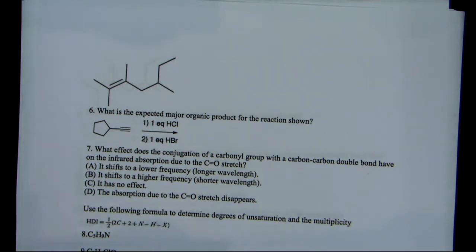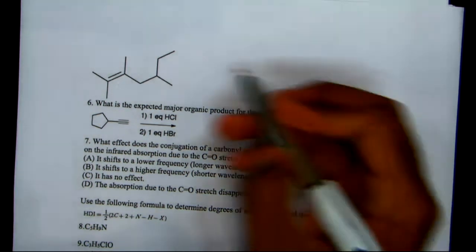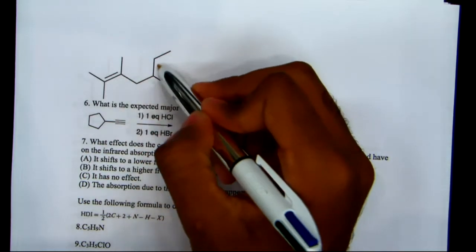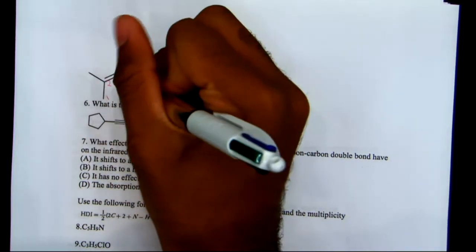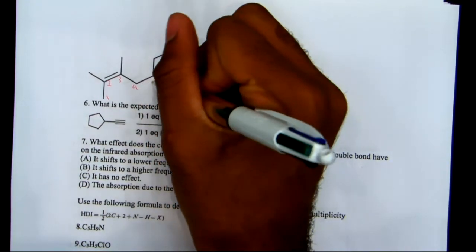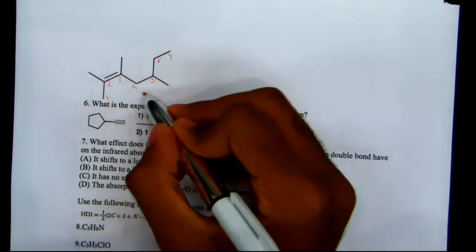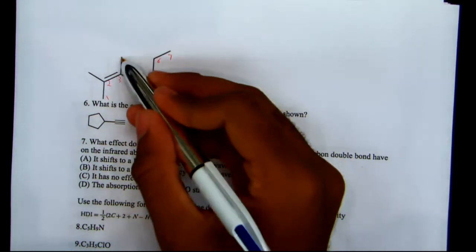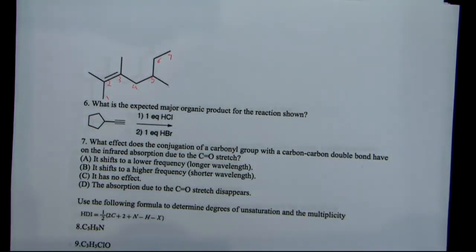All right, so I'm going to get started on this problem. So remember, first thing you want to do is find your longest chain. As you can see from here, if you were to go 1, 2, 3, 4, 5, 6, 7, that's the longest chain you can get. Going down here would give you 6. Going from any of these would have given you less.